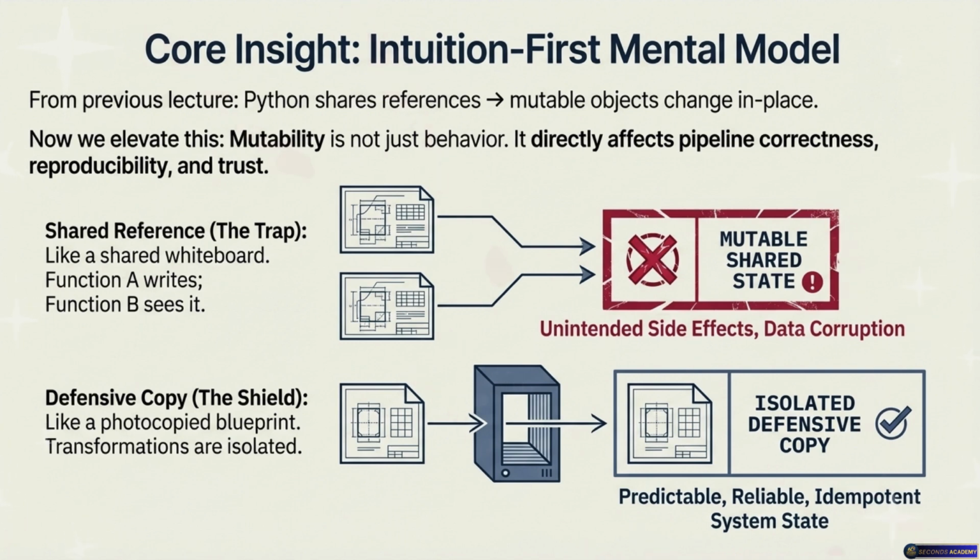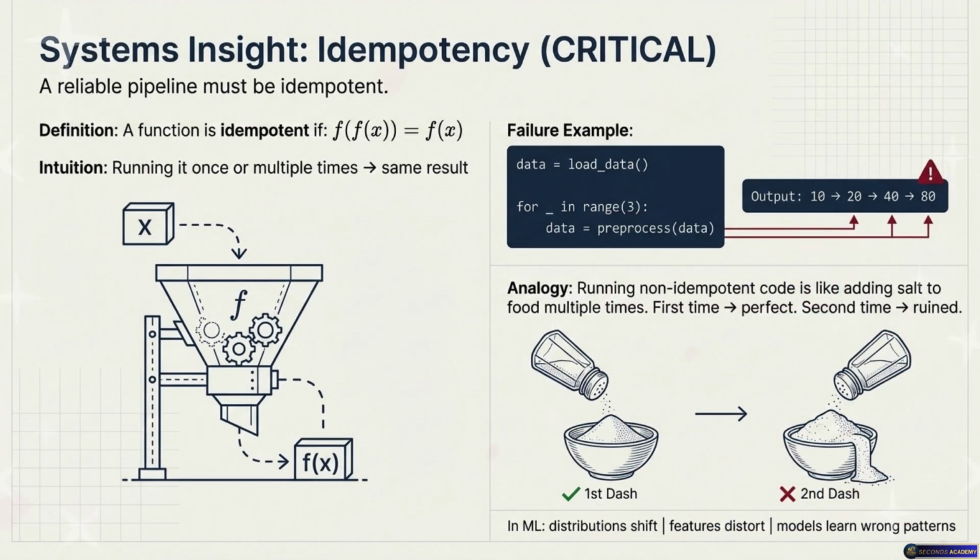Wow. And this points us directly to a really foundational concept in reliable system design, which is idempotency. Idempotency, yes. It's a big word, but it's a simple idea. Right. Mathematically, it's defined as f(f(x)) = f(x). Which basically means running a function once or running it 1,000 times must yield the exact same result as running it that very first time.